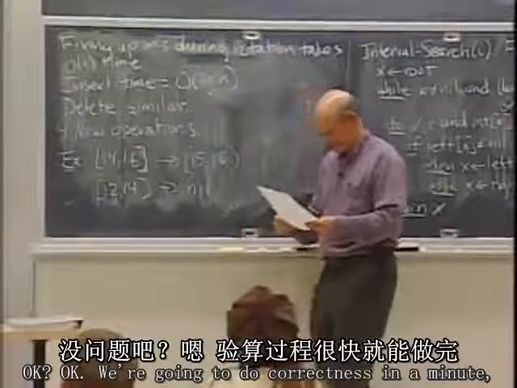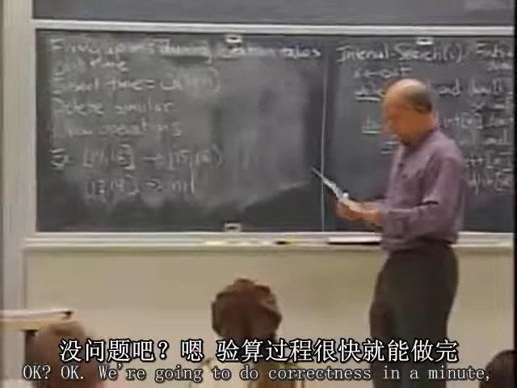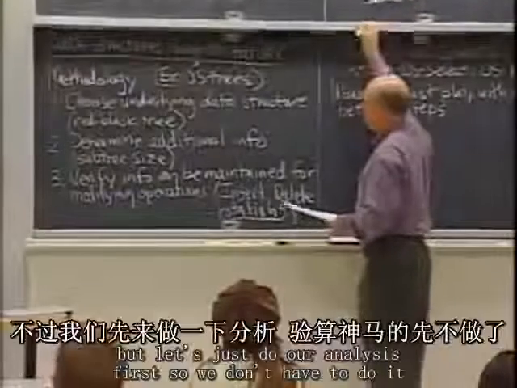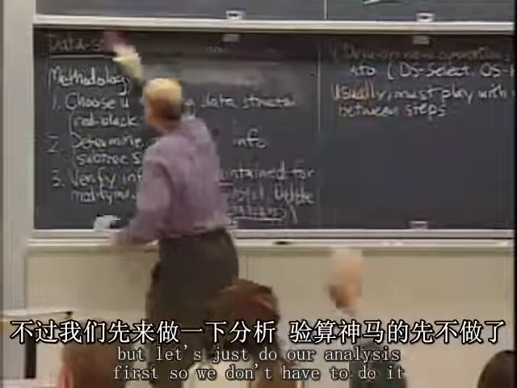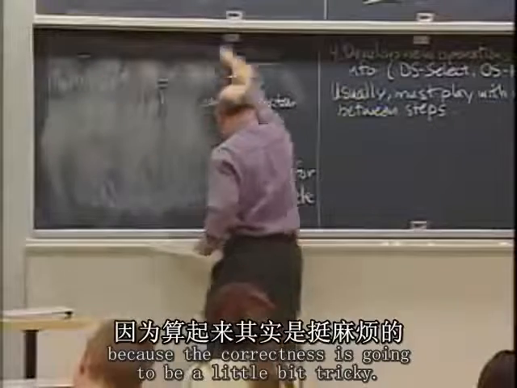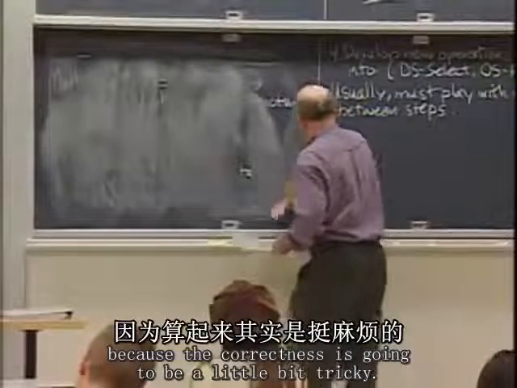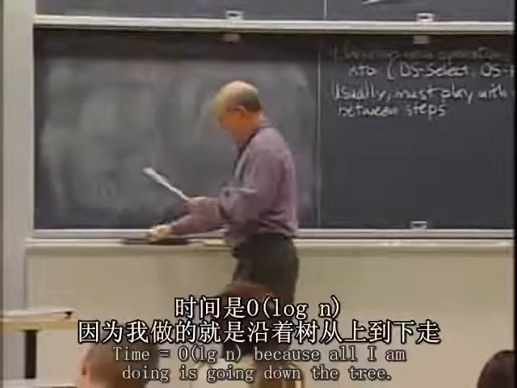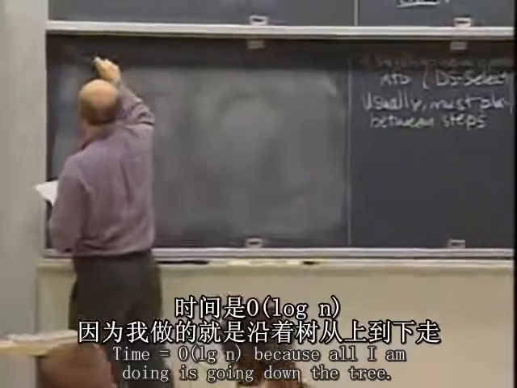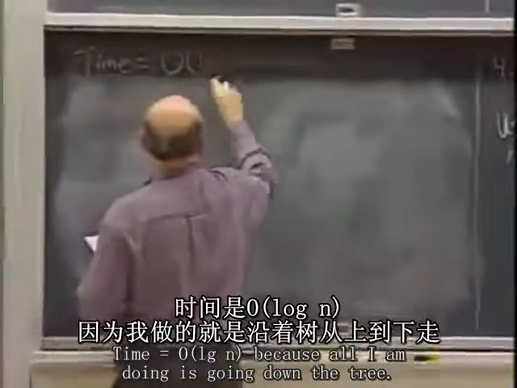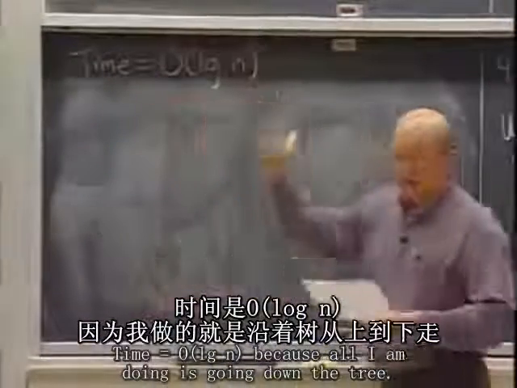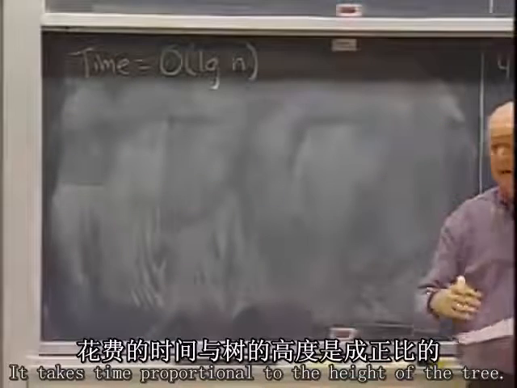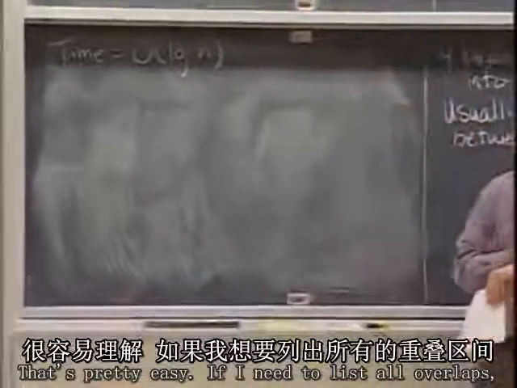We're going to do correctness in a minute. But let's just do our analysis first, because the correctness is going to be a little bit tricky. So the time is order log n, because all I'm doing is going down the tree. So it takes time proportional to the height of the tree. So that's pretty easy.